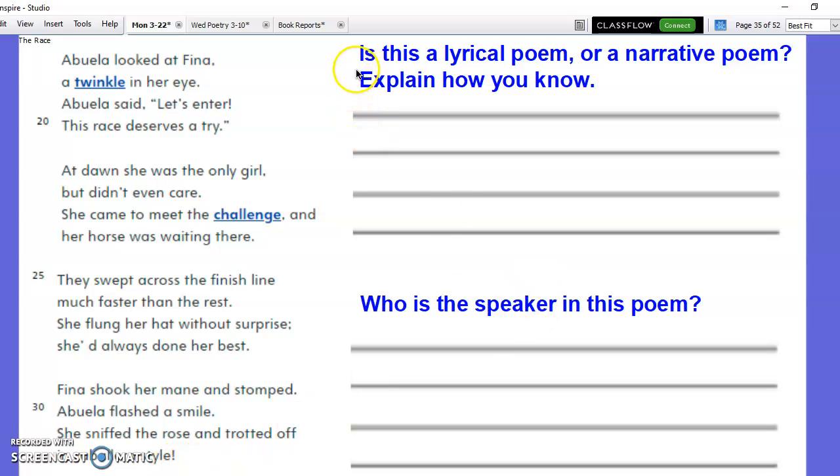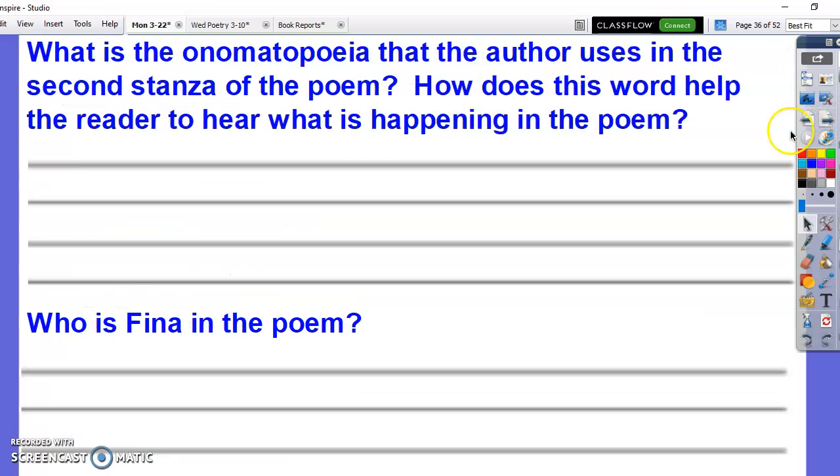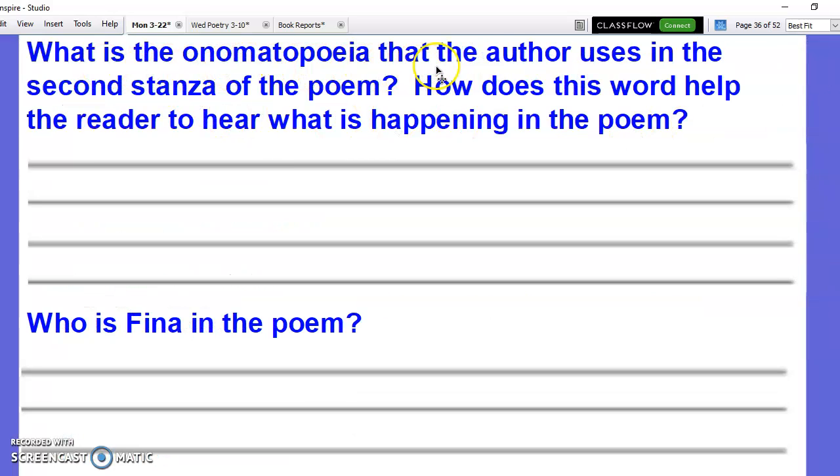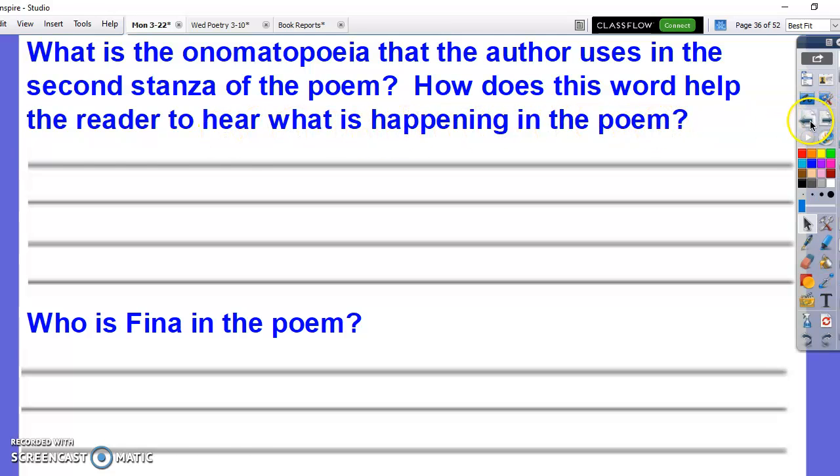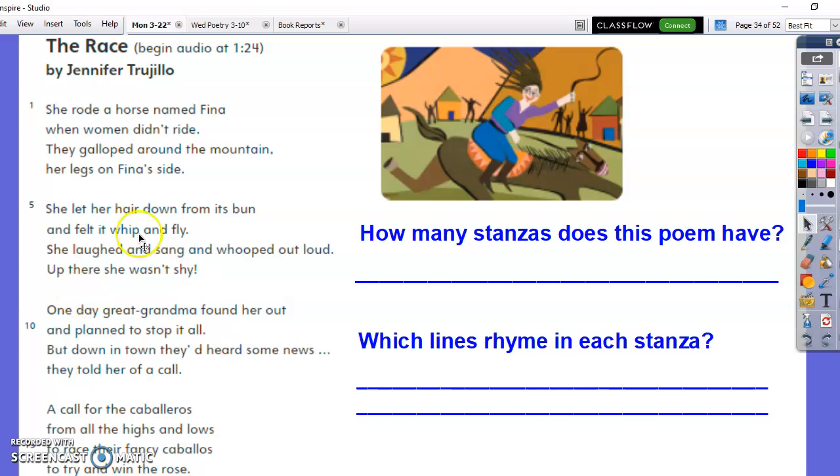So again, your questions will be, is this a lyrical or a narrative poem? And please explain how you know. Don't just put lyrical poem or just narrative poem, please explain how you know. Who is the speaker in this poem? That is something you have to infer. It doesn't tell us. What is the onomatopoeia that the author uses in the second stanza of the poem? How does this word help the reader to hear what is happening in the poem? So again, the second stanza would be this one.